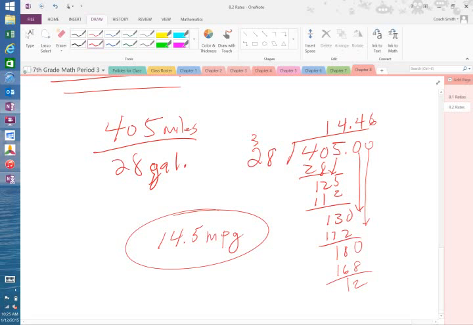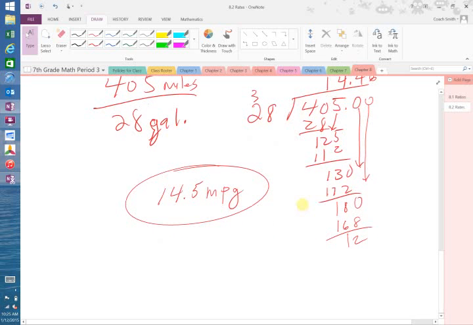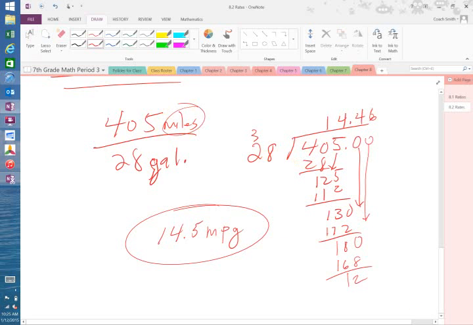Most of the ones you're going to deal with in this homework will either end at the 10 spot or the 100 spot. If you do round it, it'll be because they ask you to round it, not because you need to round it. Okay? But here's what you end up having here, 14.5 miles per gallon. Okay, here's your miles.